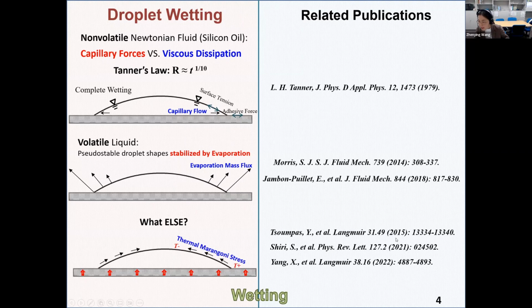In the past several years, there have been several publications which point out that besides the capillary effect and the viscous dissipation, and besides the evaporation effect, there will also be the thermal Marangoni stress that will potentially play a role in the dynamic wetting or in the droplet shape. So the question is, how do this capillary effect, viscous dissipation, evaporation, and thermal effect actually interact with each other?